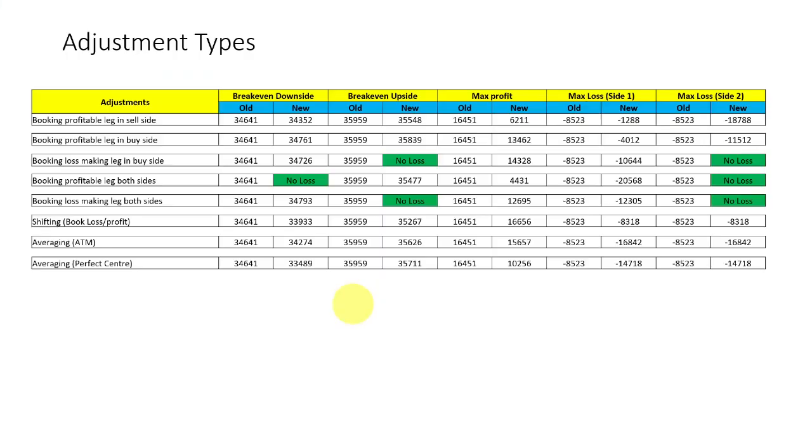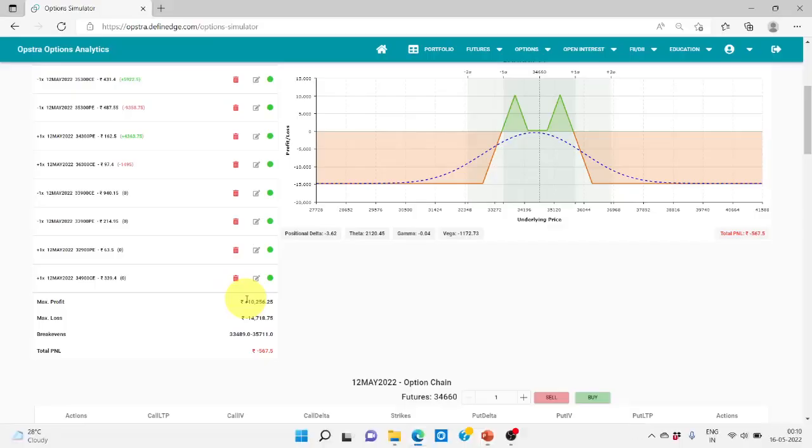So you can see the payoff. What is the break even here? Break even from 34,641, it is 33,489, and here it is 35,959 to 35,711, and max profit is 10,000. Max loss is again minus 14,000, not that big as the last case that we saw, but still it is big because again we are having two sets.